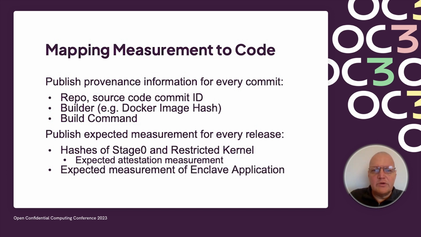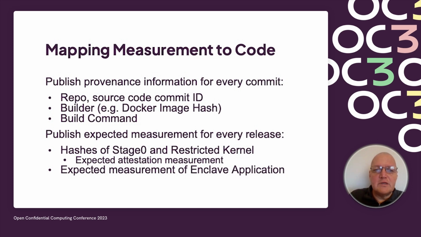Every time we merge a new commit in our repository, we automatically publish provenance information as part of our CI pipeline. This includes the hash of the resulting binary, the repository address, the exact source code commit, the builder, which in our case is usually a Docker image hash, and the command that was used to build the binary. Since our builds are reproducible, an external reviewer can fetch the source code, the Docker image, and execute the build command and check that the resulting binary has the same hash as specified in the provenance information.